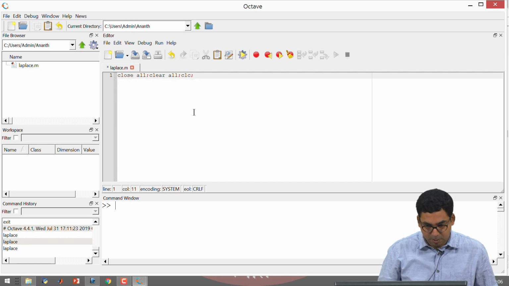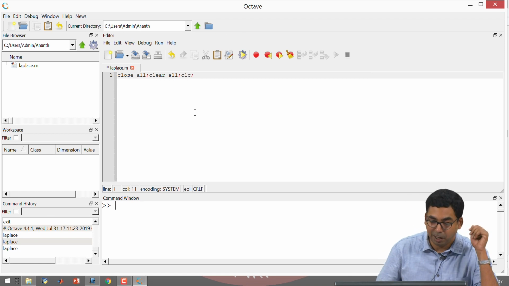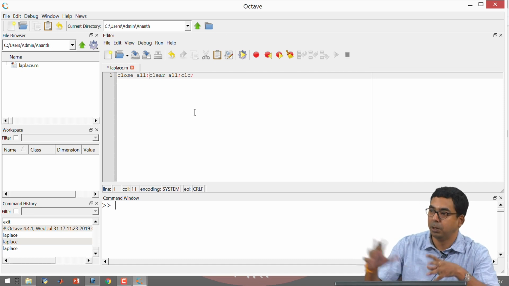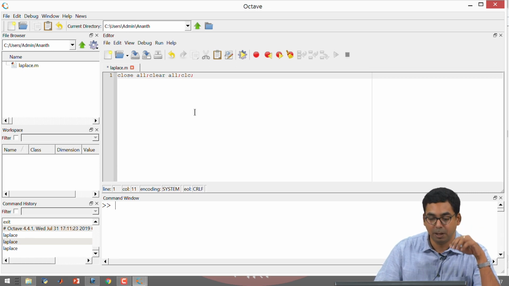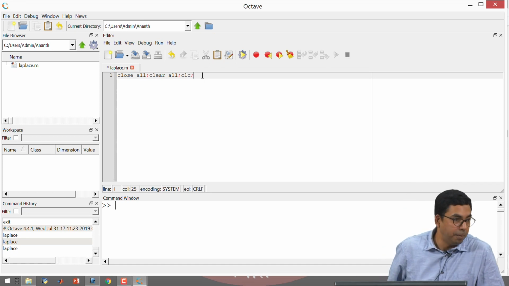I begin all my programs with the close all, clear all and CLC commands. Close all will close all active figure windows and any other windows that have popped up in the previous run. Clear all will clear the variables in the workspace, so there will be no variables in the workspace and the memory will be freed. CLC will just clear off my display buffer, or the command window over here. So, I start all my Octave programs like this, you could do the same.